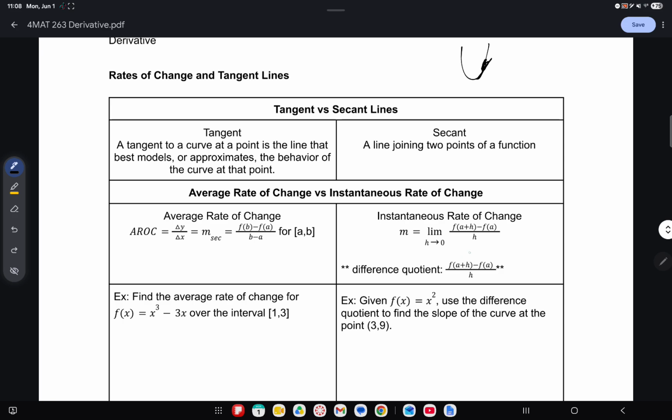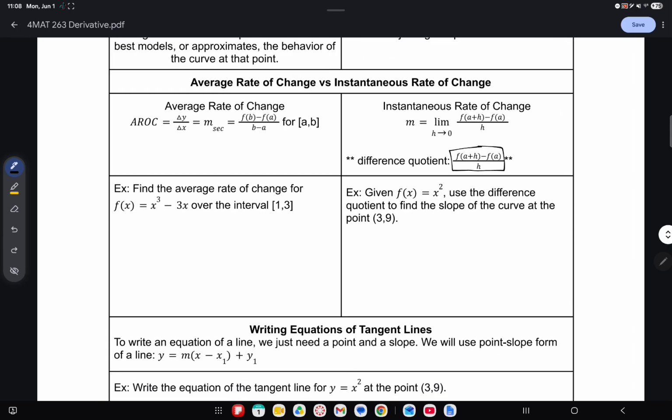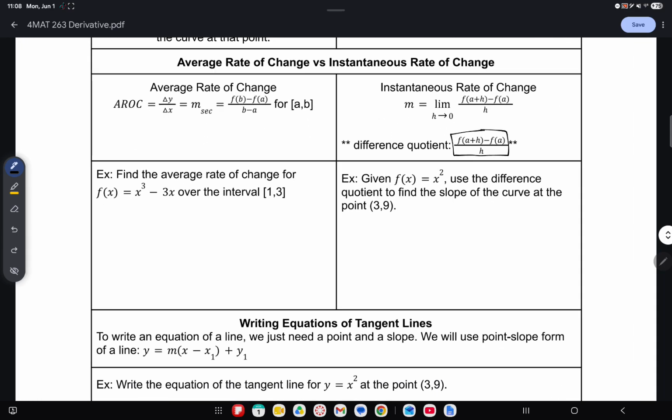And then this piece here, anytime we talk about the difference quotient, that is the difference quotient: f of a plus h minus f of a all over h. You might see it as f of x plus h minus f of x all over h. So let's use these two things.